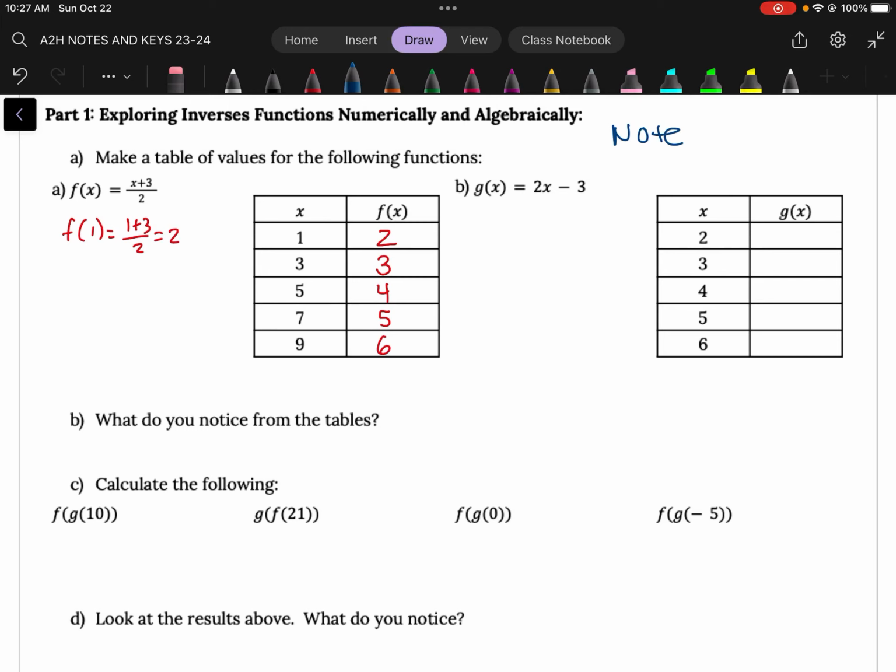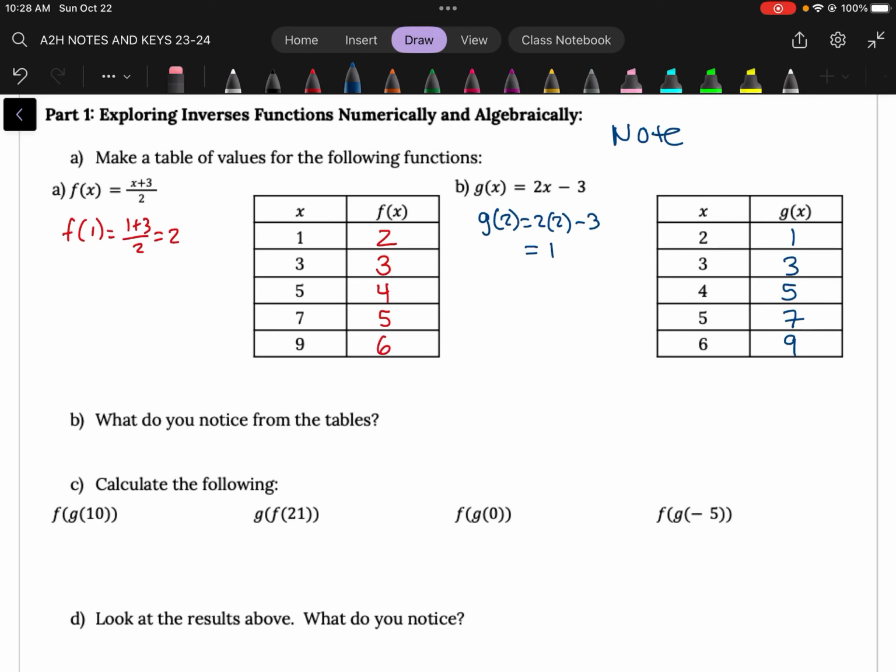Now, let's check out 2x minus 3. If we plug in 2, g of 2, we get 2 times 2 minus 3. 4 minus 3 is 1. 2 times 3 is 6, minus 3 is 3. G of 4 is 5. G of 5 is 7: 2 times 5 is 10, minus 3 is 7. G of 6 is 12, minus 3 is 9. All right, so we just filled in a quick table of values. Obviously, those are not the only values that we could plug in for g.